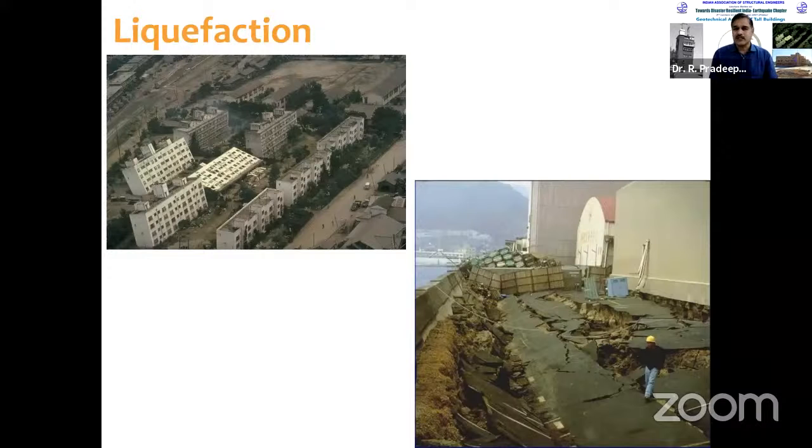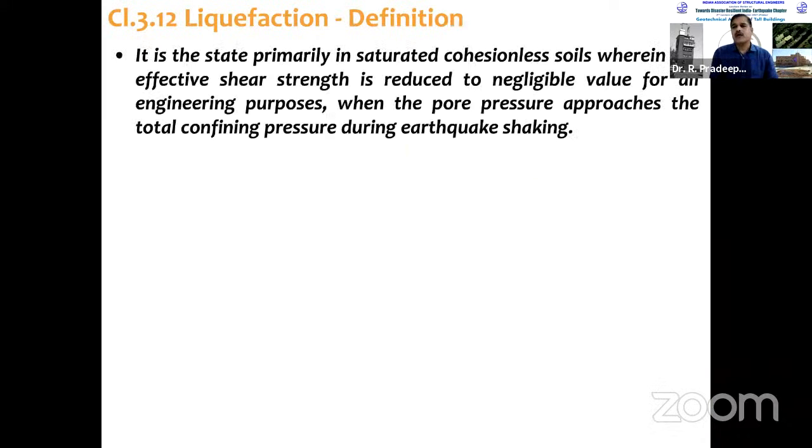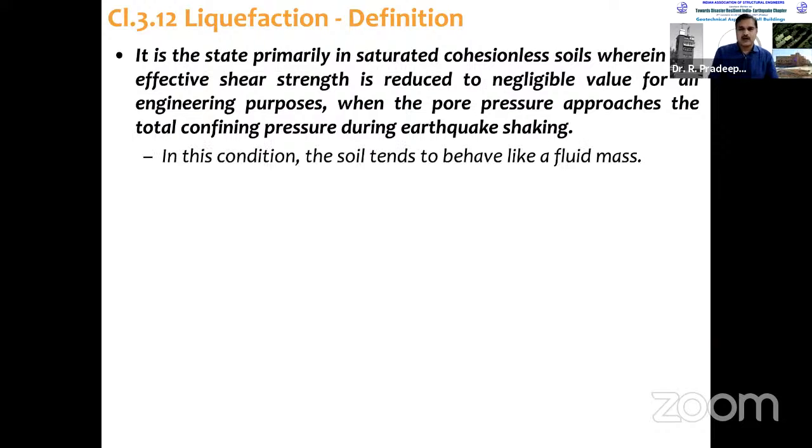Some glimpses you can see. The Niigata earthquake has very famous damage pictures, and we can see the Kobe earthquake also. Many pictures are available. Now, coming to what the code says about liquefaction, it occurs primarily in saturated cohesionless soils. When this condition is met, the soil tends to behave like a fluid mass.